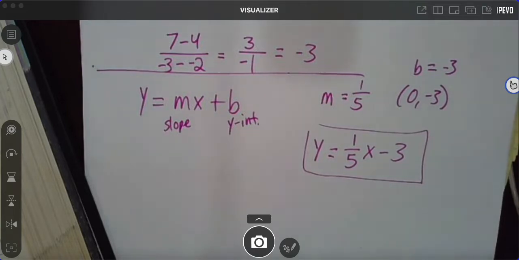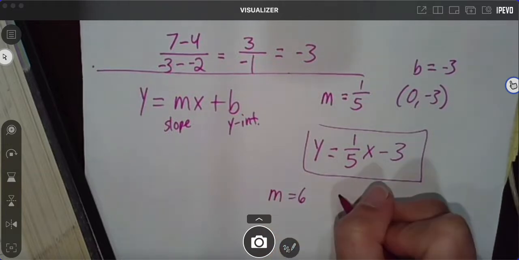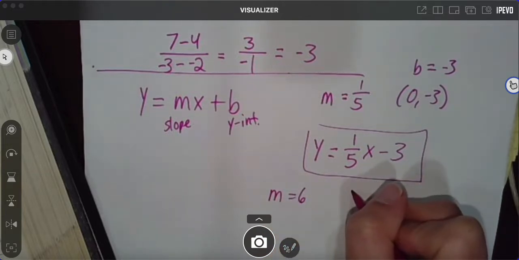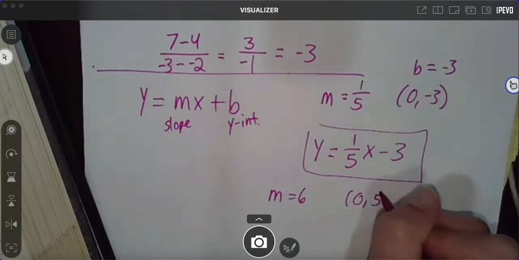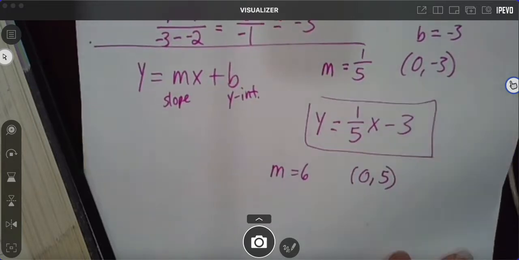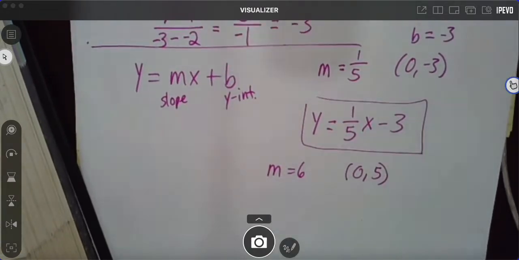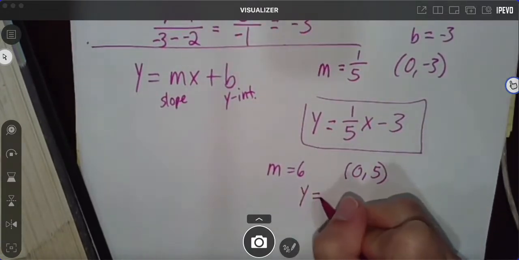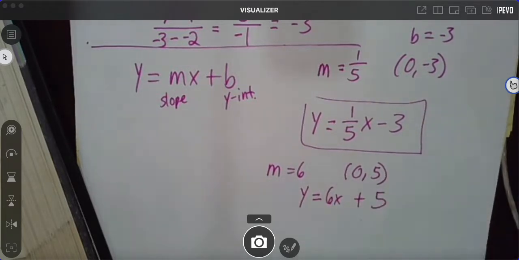One more of those. What's the equation of the line if we have m equals 6 and the y-intercept is, and they give you those words, 0, 5. If your slope is 6 and the y-intercept is 5, how would I write that equation? Y equals what? 6x, and that's a +5. So I put +5. Are we okay so far? Yeah.